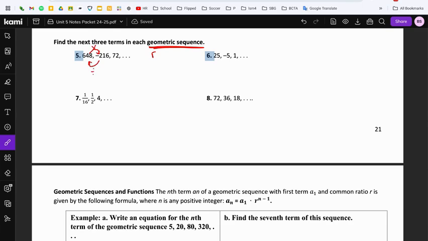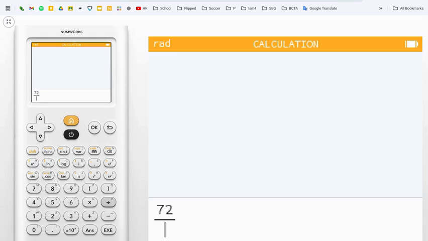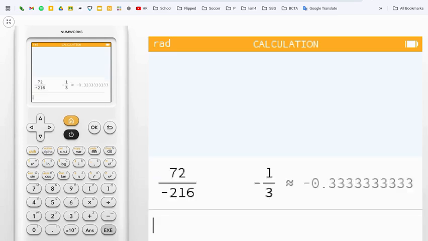So multiplication this way, but it'd be division this way. So I can take any of them. So I'll go further down in the sequence. I can take 72, divide it by negative 216, to find my R value, and again, similarly as before, we have our R value is negative 1/3.